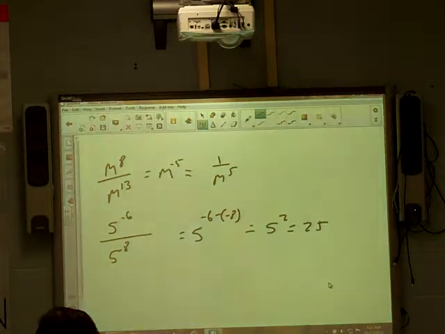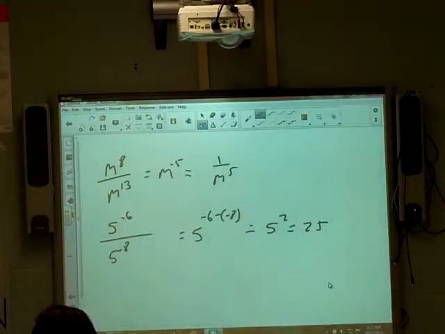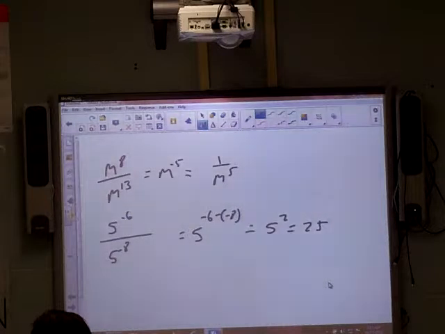Would you not divide the 5? No, it stays the same. The base stays whatever it was when it's the same like that. Okay. We'll work on that in a minute. Good question.